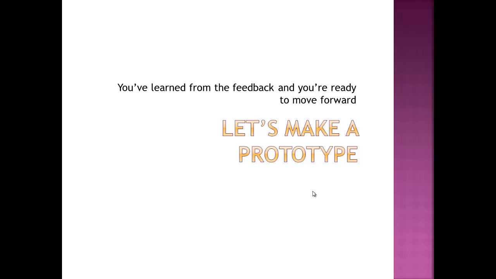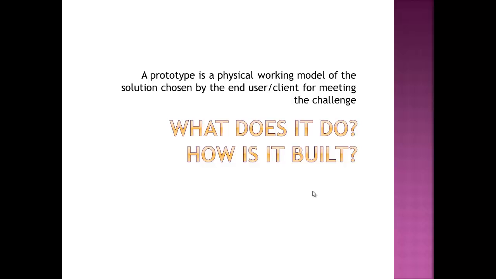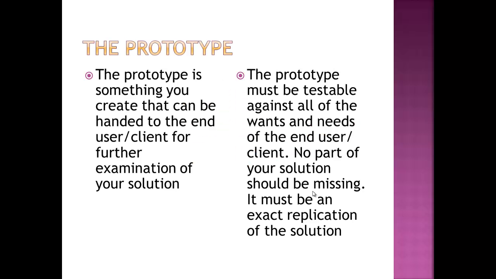Once you get the okay, and you'll get something in your feedback that says, go ahead and move to the prototyping stage and for what solution, then you'll be making a prototype in the 123D design. A prototype is a physical working model. The software will substitute for that of the solution chosen by me. And, what does it do? How is it built? In this, the prototype is something that you can create and hand in to me for further examination.